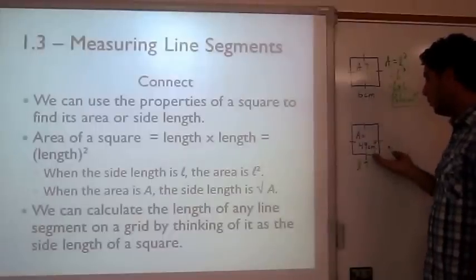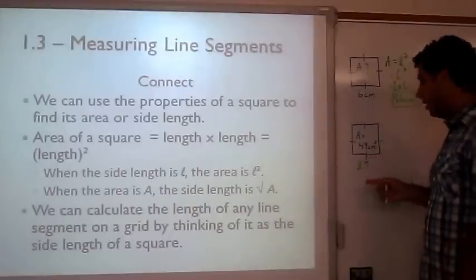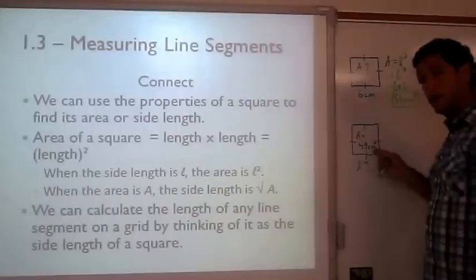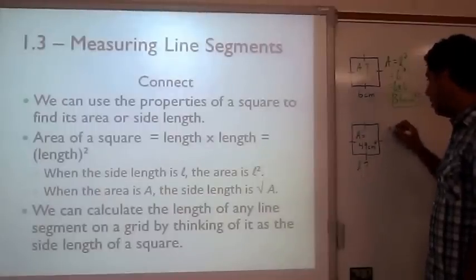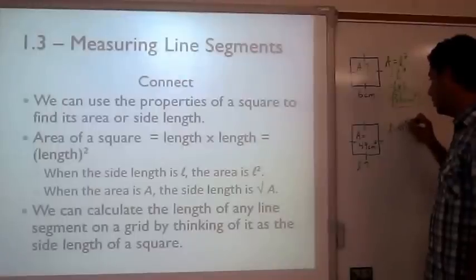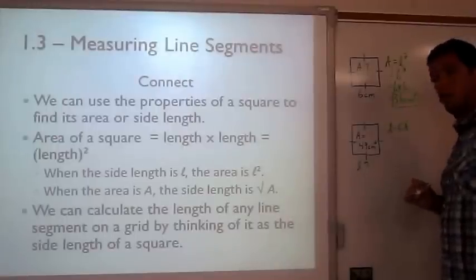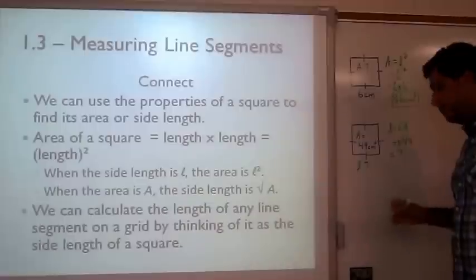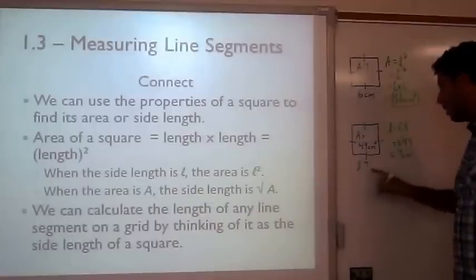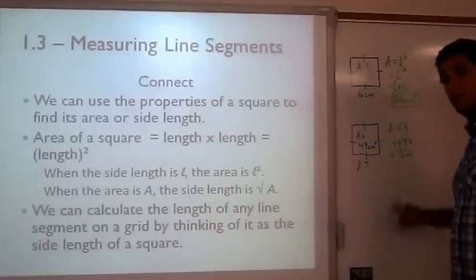If we're given another square and its area, and we're interested in finding out its side length, then the side length is going to be equal to the square root of the area. So in this case, that would be the square root of 49, which is 7. So the side length of this square is 7 centimeters.